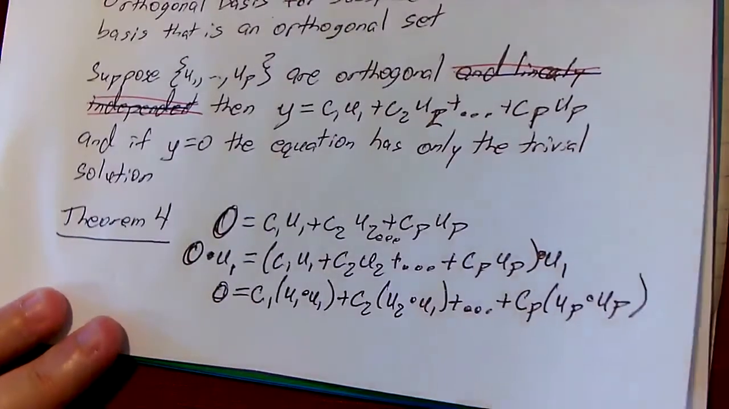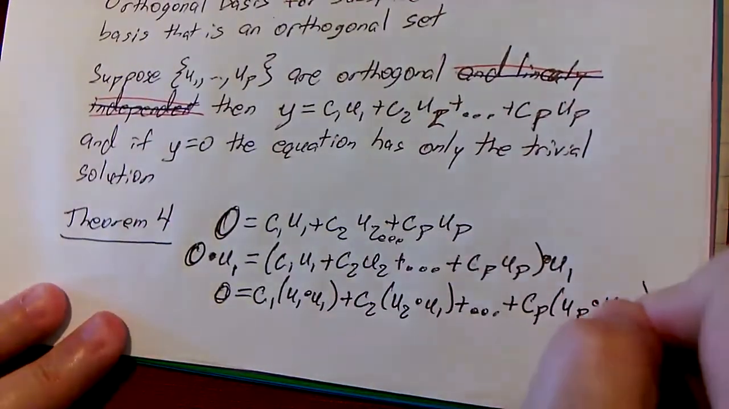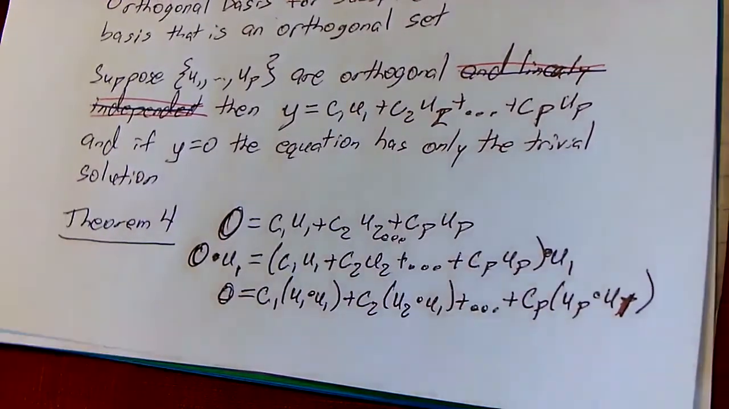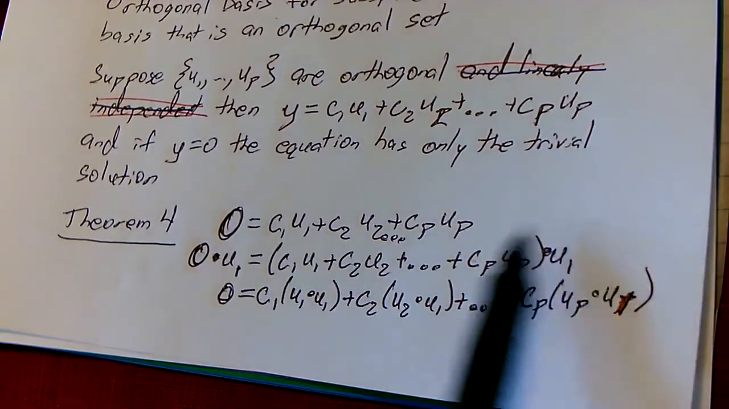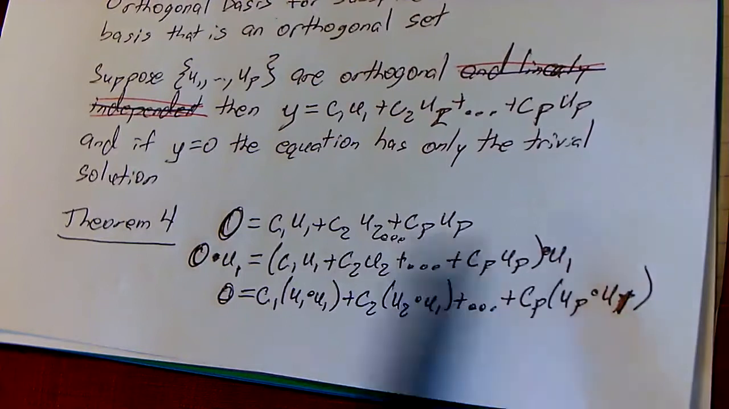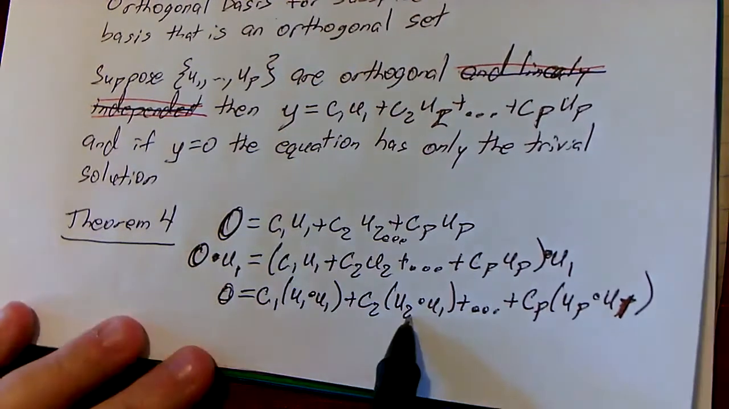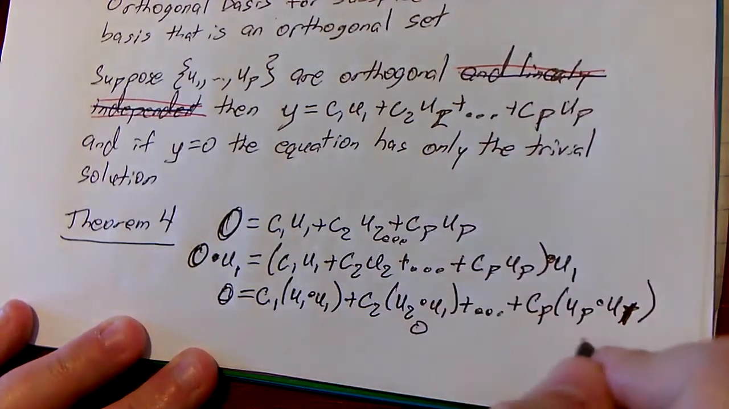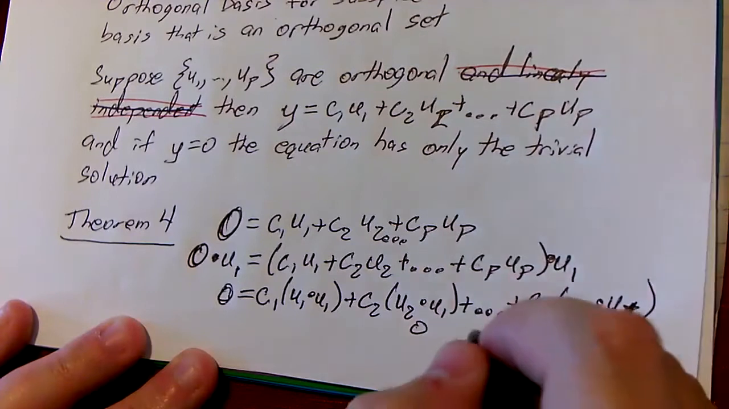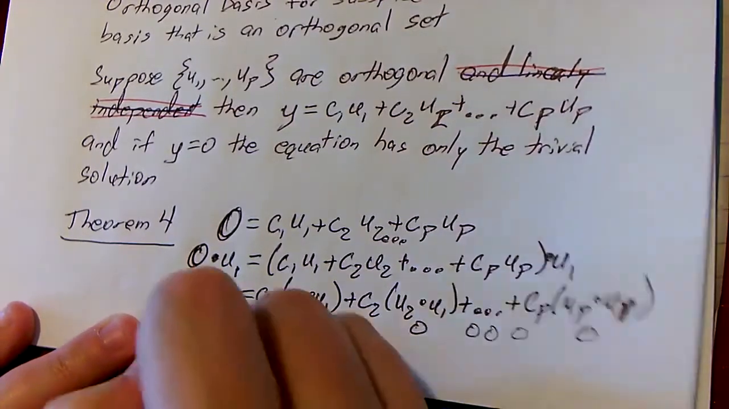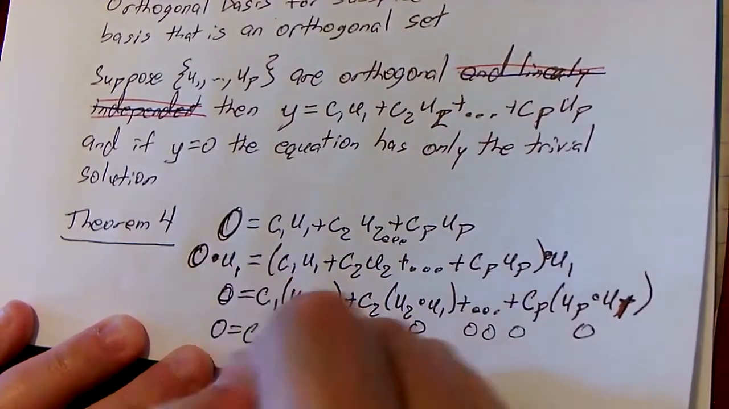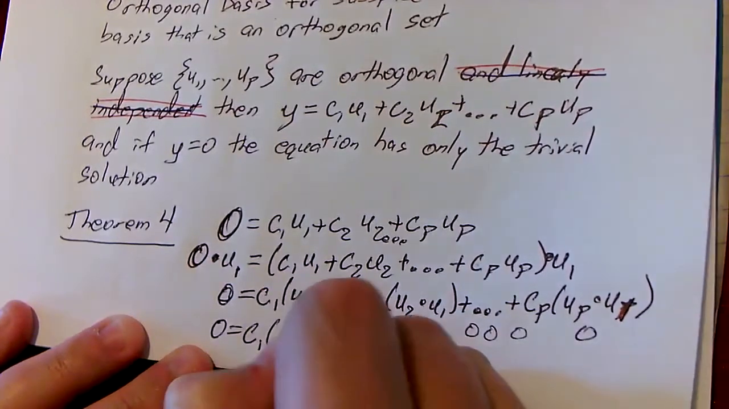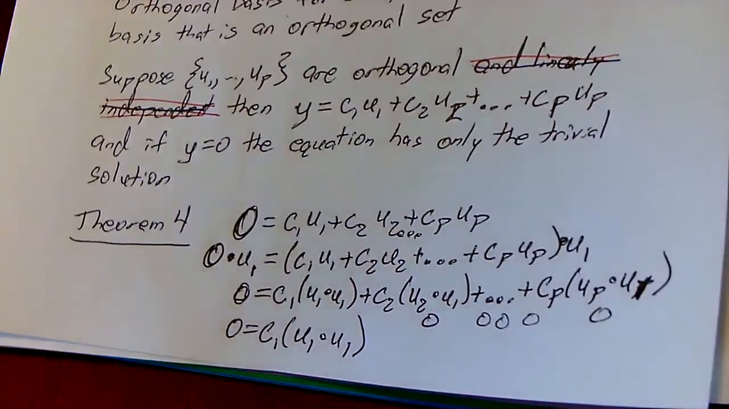I'm sorry, not up dot up, up dot u1. Go back and check your properties of dot products. Remember, we can do distribution here. So I stuck each of these with that, and I could separate out the scalar. But the vectors are orthogonal to each other. So u2 dot u1 has to be 0, up dot u1 has to be 0. All the ones in the middle have to be 0. So I'm left with c1 times u1 dot u1. I kill off all those other terms.